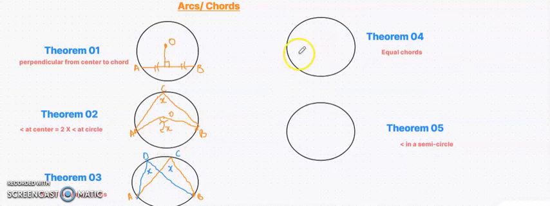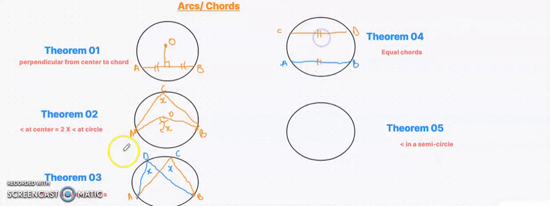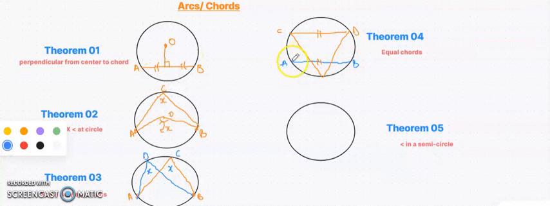Now the fourth theorem. This theorem says equal chords subtend equal angles. So we have a chord AB and we have another chord CD. If these two chords are equal in length, then the angle subtended by chord CD in the major segment is equal to the angle subtended by chord AB in its own major segment.